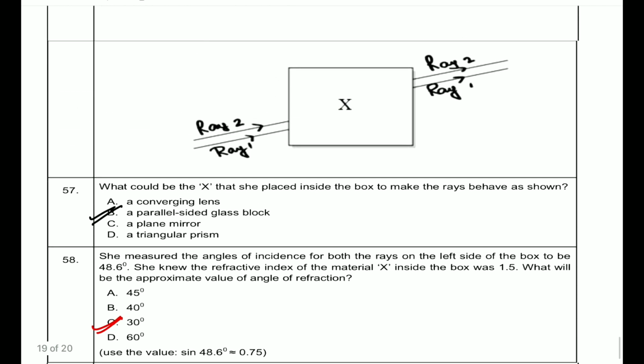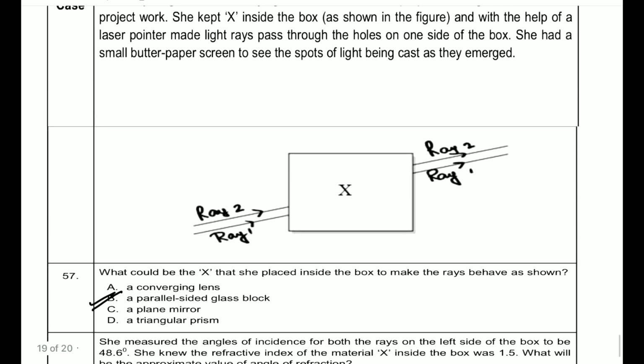Okay, so what we are saying is that we have a glass slab. Now let's try to actually draw and understand this question, right? So you have this glass slab, and let's say you have an incident ray, and this is the normal.